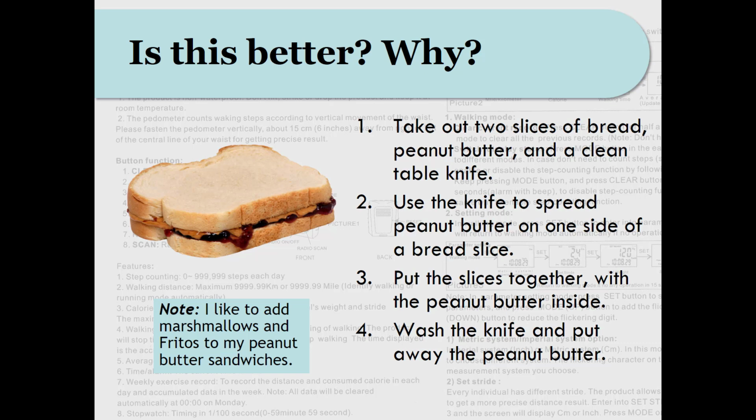Now, number 1 has got a couple of not really sub-steps, but related things. Take out bread, peanut butter, and a knife. That's 3 separate things, but at the same time, they're all closely related, so we can put them together. Use a knife to spread the peanut butter on one side of the bread slice.